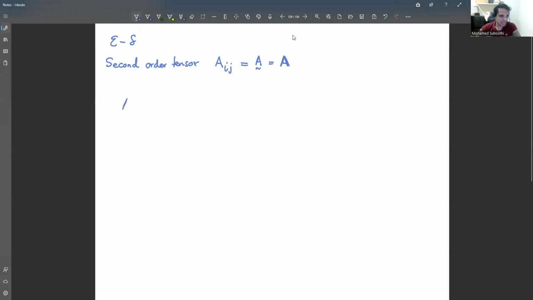So let's say the Aij, I can consider like this: A11, A12, A13, A21, A22, A23, A31, A32, A33. Okay, right. So this is actually the matrix. So instead of writing matrix, we use this index notation.